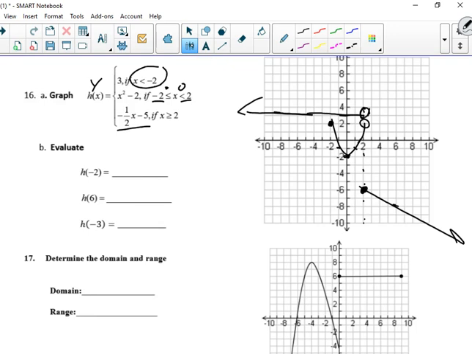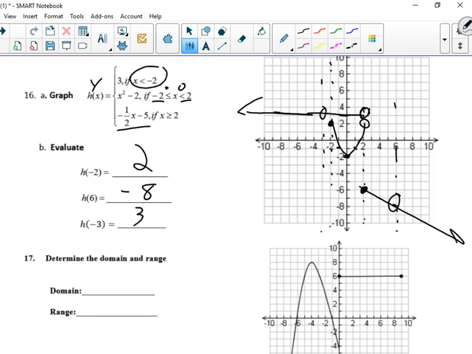Now, evaluate h of -2. All right? Well, I go to -2 for x, and I look for a solid dot, and that's at 2. H of 6, solid dot, right there at -8. -3, no dot, but there it is at 3.